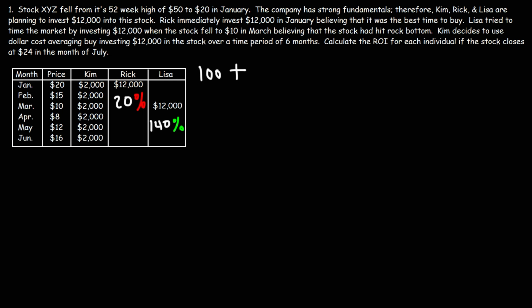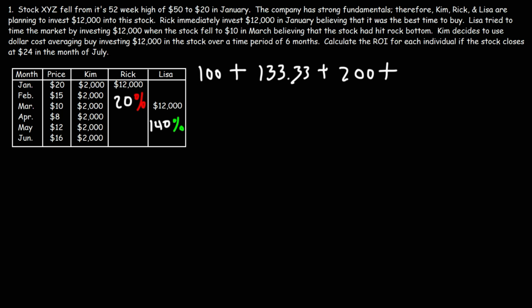In the month of February, if we take 2,000 and divide it by the price per share, which is $15, then she purchased 133.33 shares. It's really 0.3 repeating, but we'll round it to 0.33. In the month of March, if we take 2,000 divided by 10, she bought 200 shares.